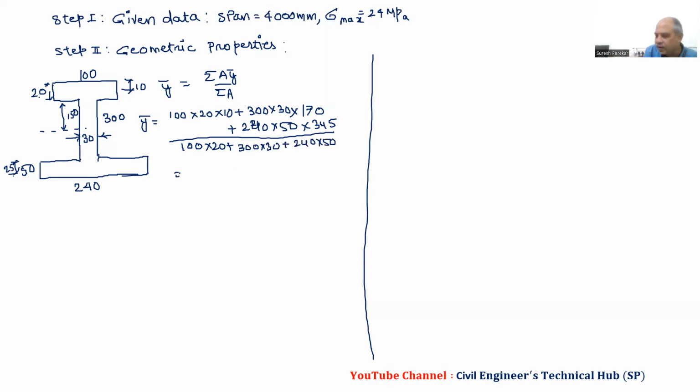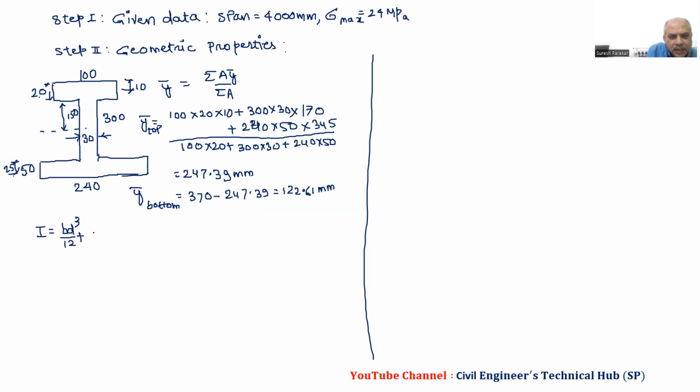And then we will have the value of y bar, that is equal to 247.39 millimeter. This is from the top. And y bar from the bottom, we have this value: total 370 minus 247.39, which is 122.61 millimeters. Then we have to go for I.